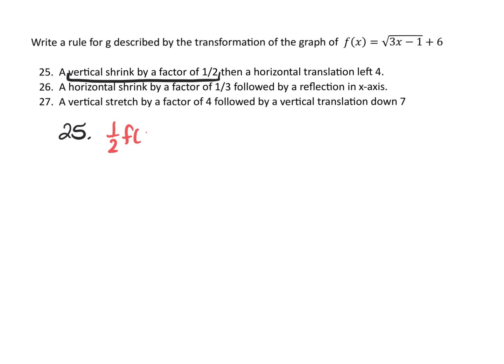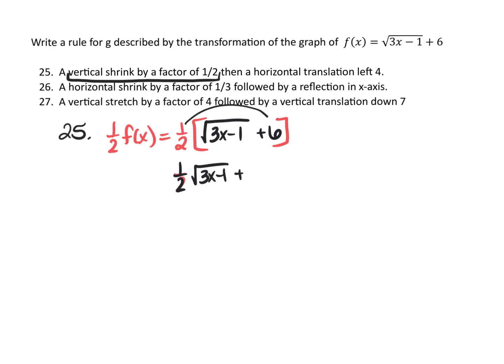That's 1/2 times f of x, which means you're going to multiply everything outside the function, that means everything that's not under the radical, by the shrink factor. So that means it's 1/2 square root of 3x minus 1 plus 1/2 times 6, 3. So multiply in front of the parenthesis, the radical, and the number on the outside of the radical.